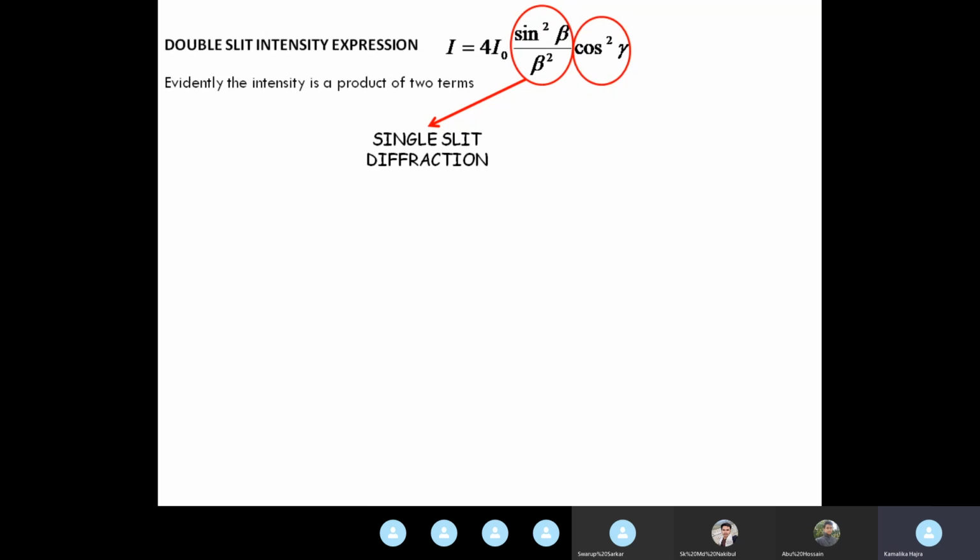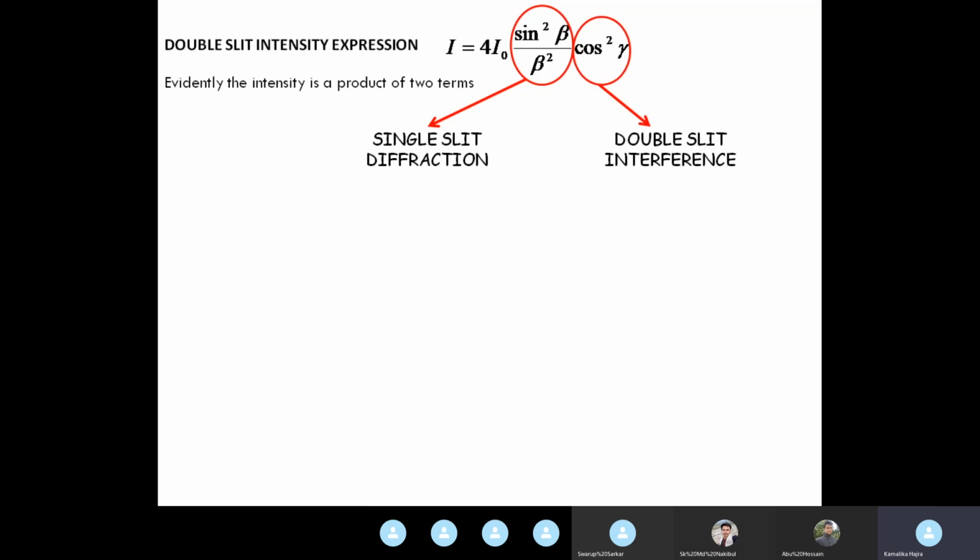And can someone tell me what the term cos square gamma signifies? Have you encountered a cos square gamma term in the intensity in any one of our earlier classes? Do you remember? Young's double slit experiment. Young's double slit, very good. Young's double slit or two slit interference. When we have interference between two light waves coming from two slits, the intensity pattern is governed by the function cos square gamma. So this is due to double slit interference.